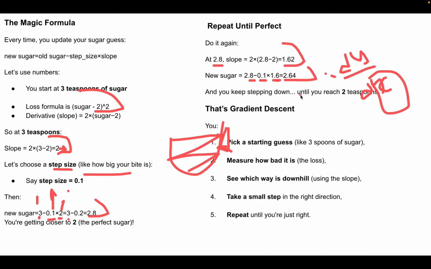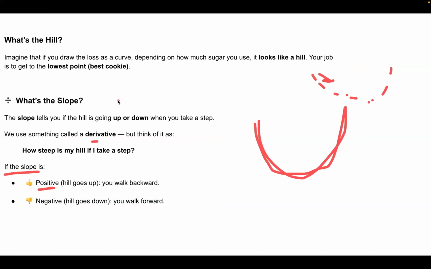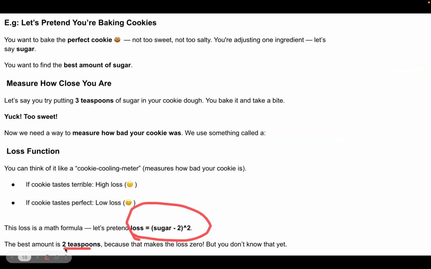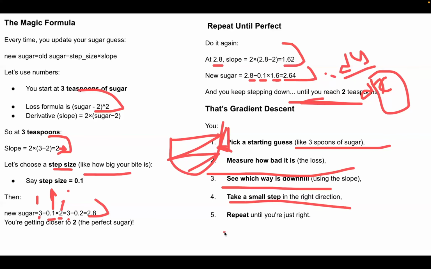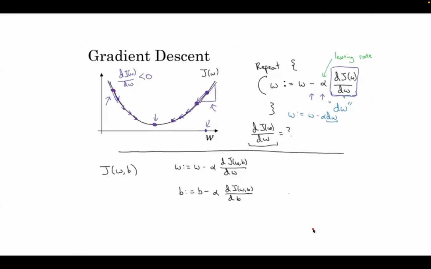We keep stepping down until we reach 2 teaspoons, which is exactly what we are looking for in this scenario. Mind you, the teaspoon amount we are looking for should be exactly 2, as we said right here. So that's gradient descent. Pick a starting guess like 3 teaspoons, measure how bad it is, see which way is downhill, take a small step, and repeat until you get where you're looking for.